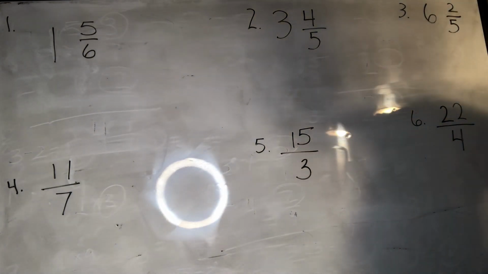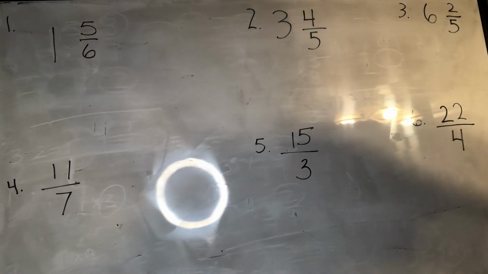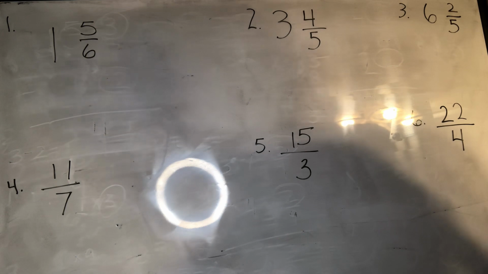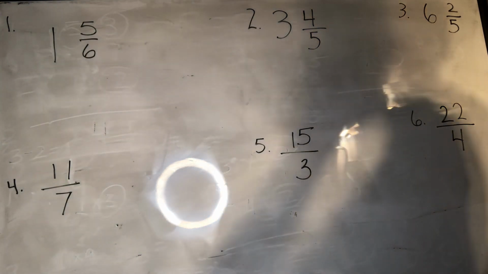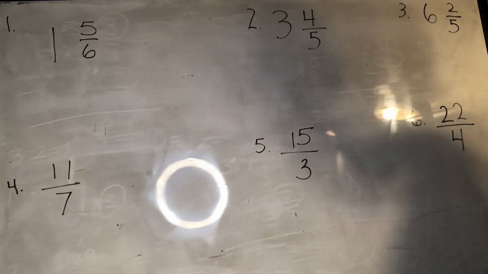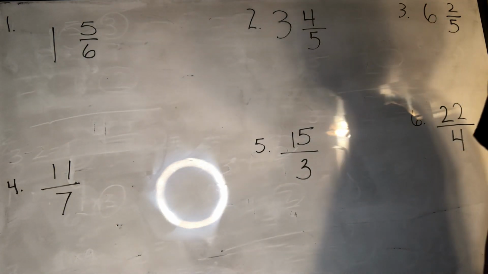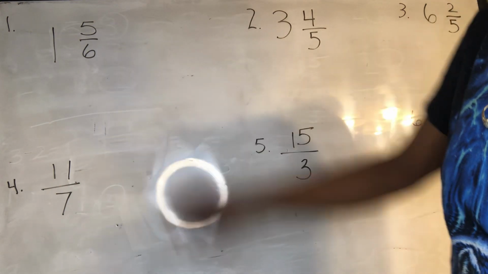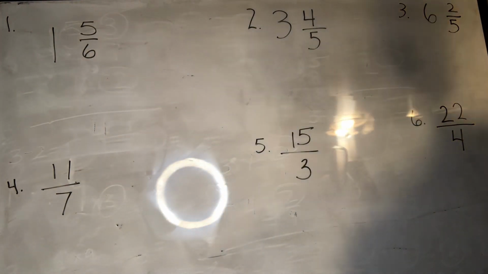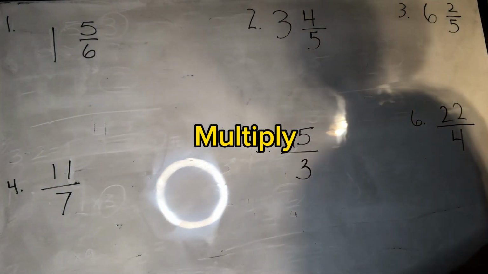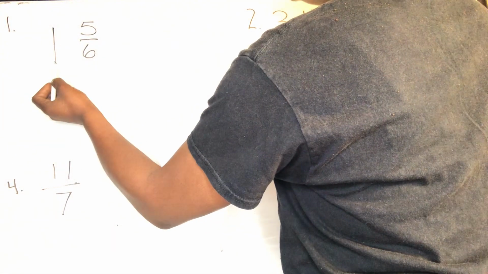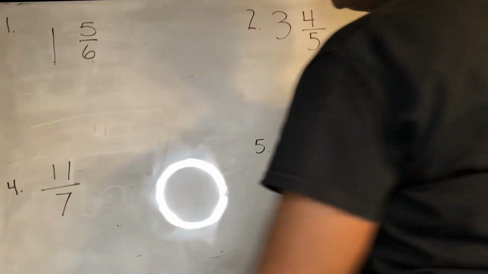So our first one is 1 and 5 over 6. That is what we call a mixed number. Why? Because we have a whole number and we have a fraction. So in order to change this into an improper fraction, we need to then, as we know, this means divide. So we always do the opposite. We are going to multiply. So we're going to multiply our whole number by our denominator.